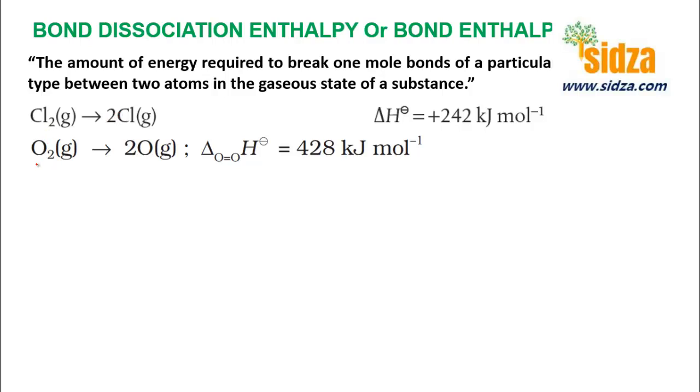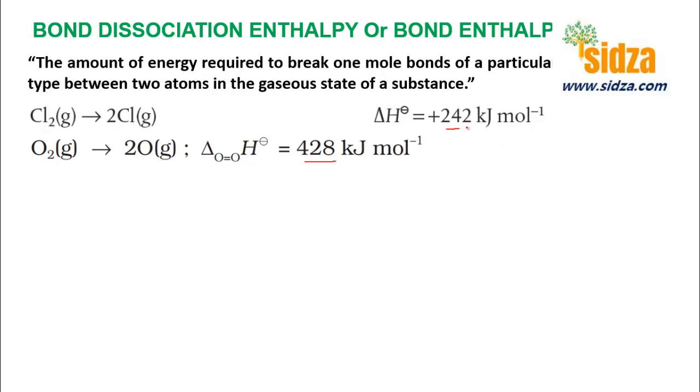And similarly, we have an O2 molecule. In that we have an oxygen double bond, and to convert the O2 molecule into atomic oxygen means you want to break 1 mole of the bonds between the 2 oxygen atoms. The energy requirement is 428. You can see from this data the bond dissociation enthalpy of oxygen is more than the bond dissociation energy of chlorine.